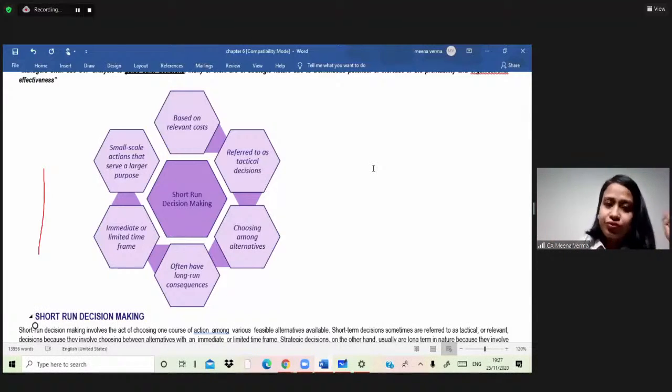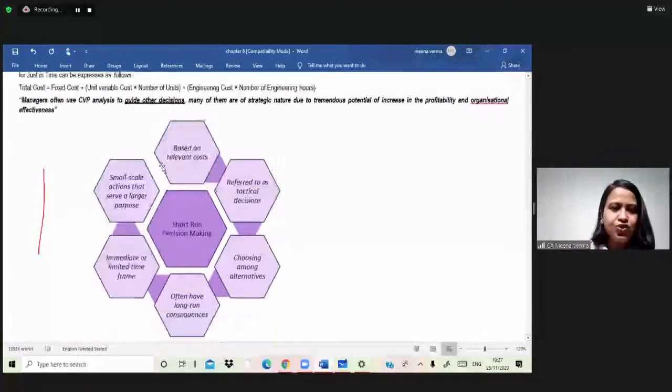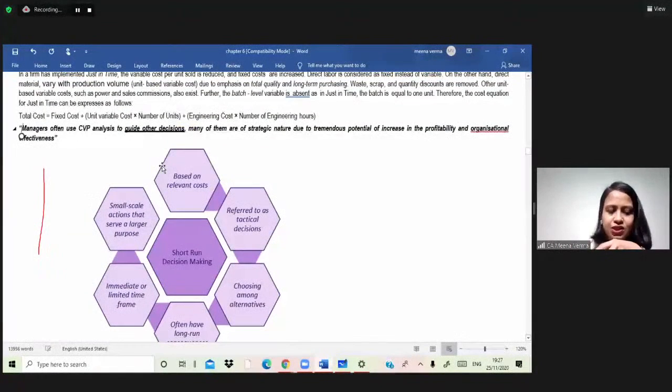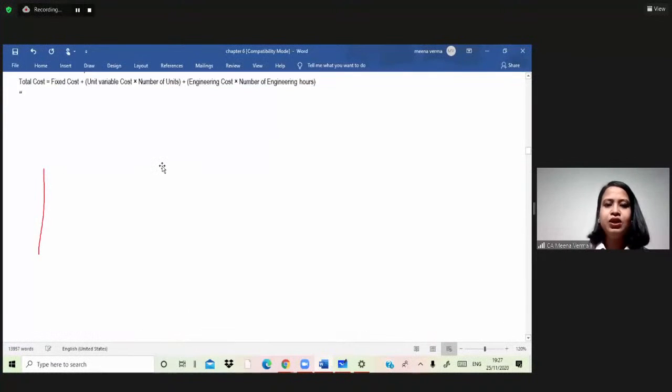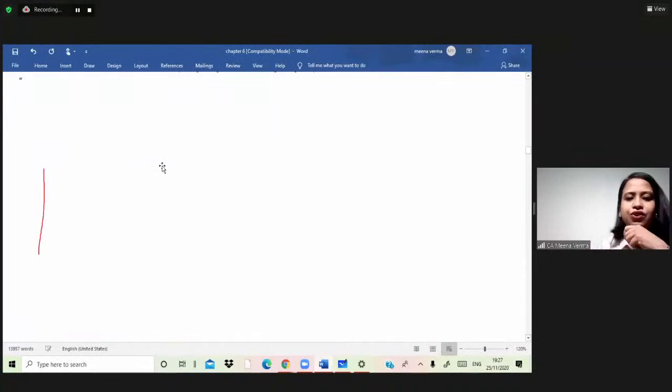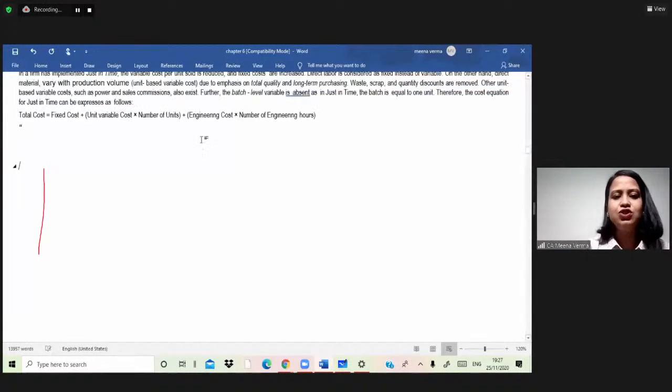See, there is a big difference between them. I want to take a page here, and then we will consider this. What is the difference we have here? See, I'm considering both traditional cost management.